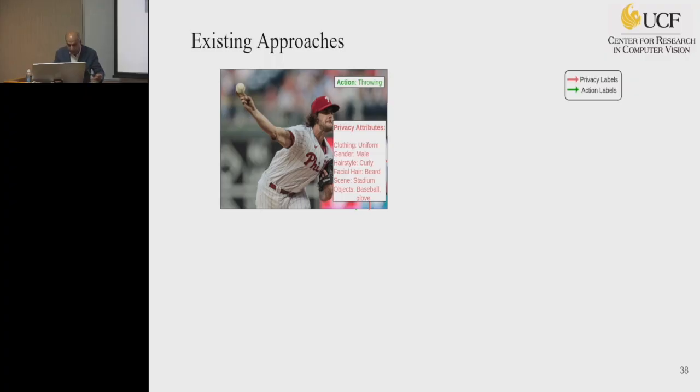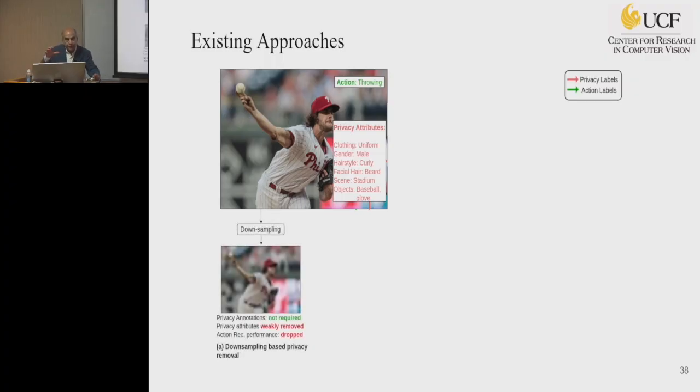So one simple approach is that we can downsample, as you see here, downsample images or video. Privacy attributes are not needed because you don't need an annotation. You can just downsample, right? But privacy attributes are only weakly removed, and the performance will go down because you are downsampling.